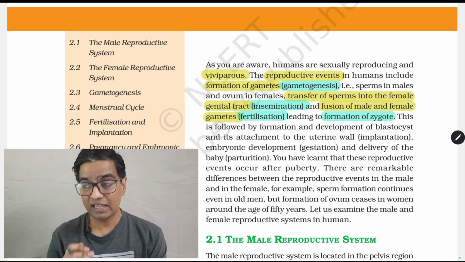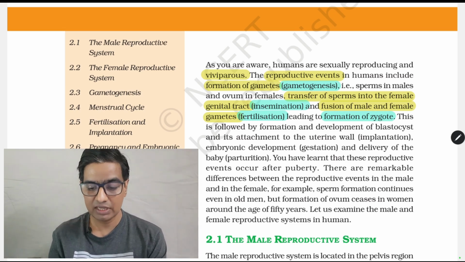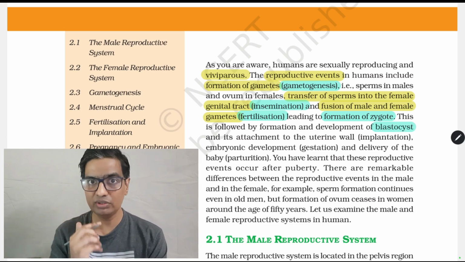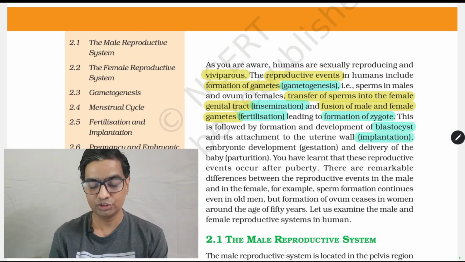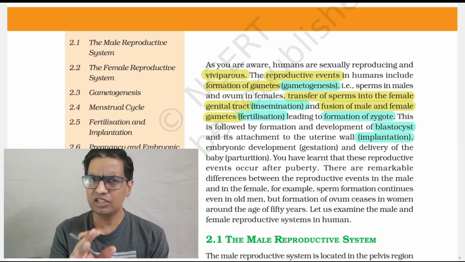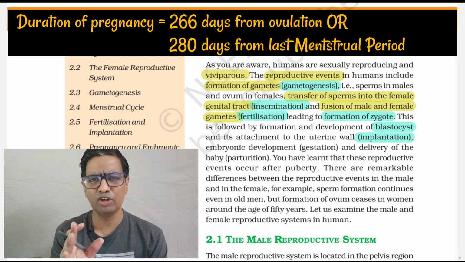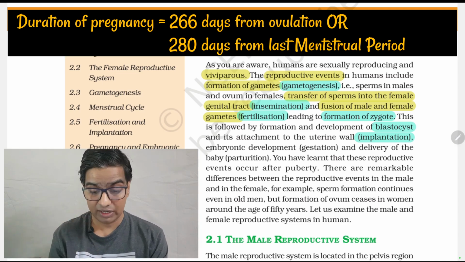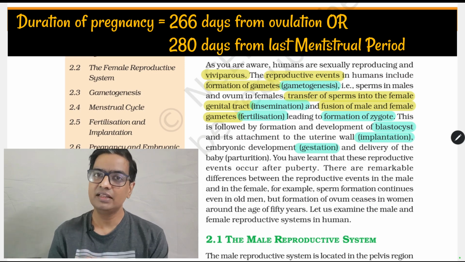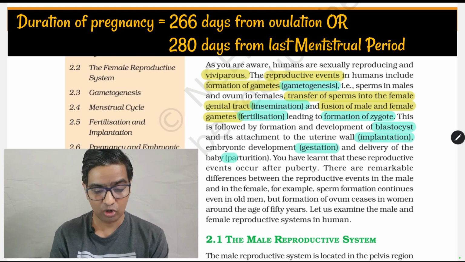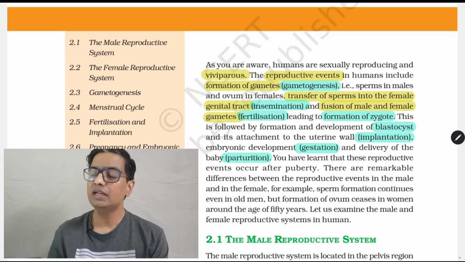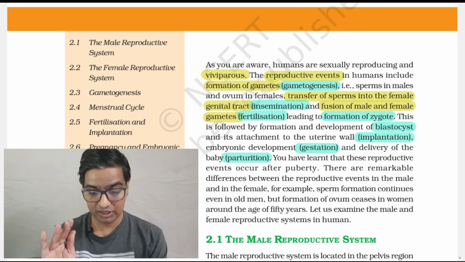zygote. Now this zygote will undergo sequential cell division and form a stage called the blastocyst. This blastocyst then attaches to the uterine wall in a process called implantation. And if implantation is successful, the embryo then starts to develop. A human embryo develops for around 266 days from the day of ovulation, or around 9 months. That is called the gestation. And if everything goes well, then the baby comes out of the vagina in a process called parturition. We call it the delivery of the baby. Now all these processes will happen after puberty only.